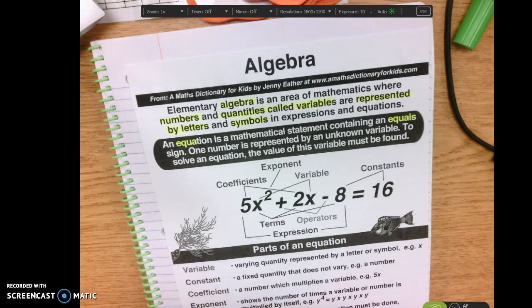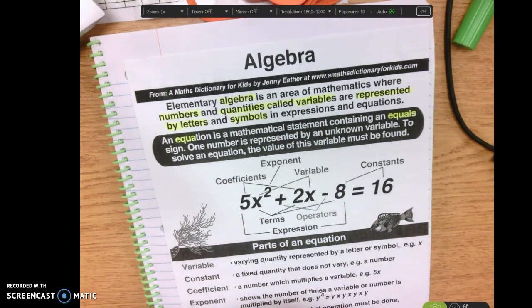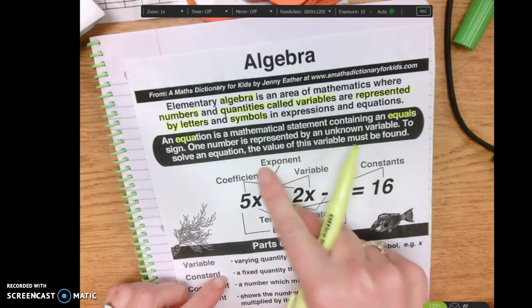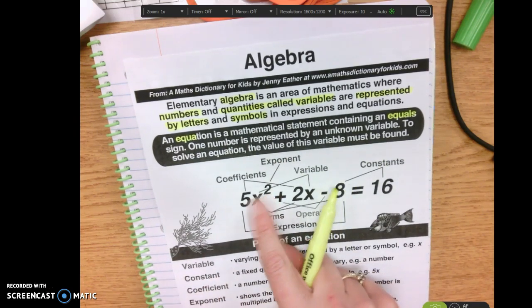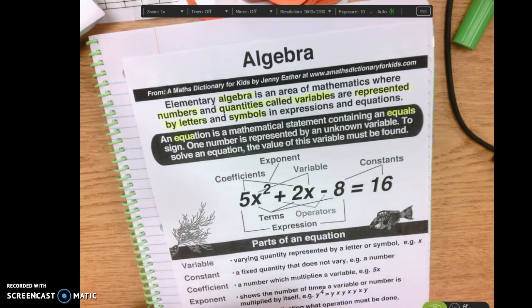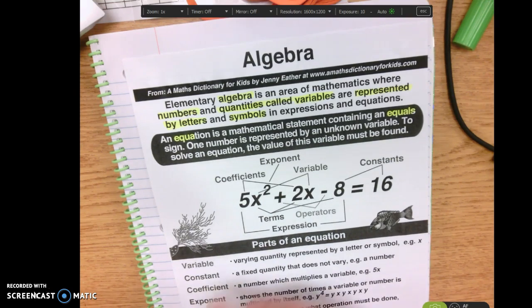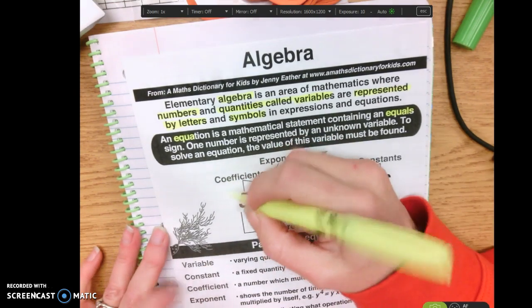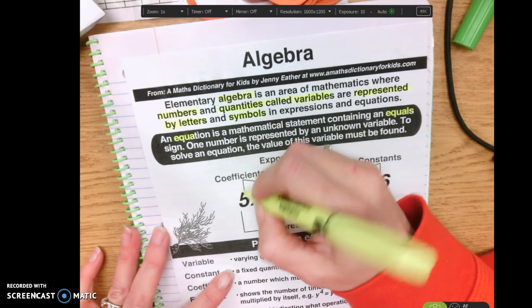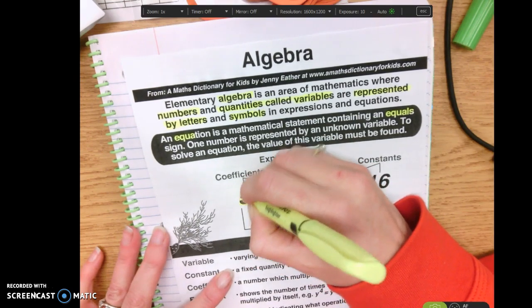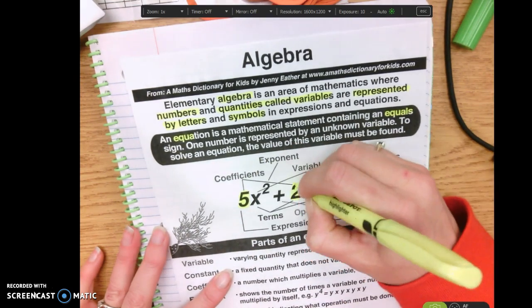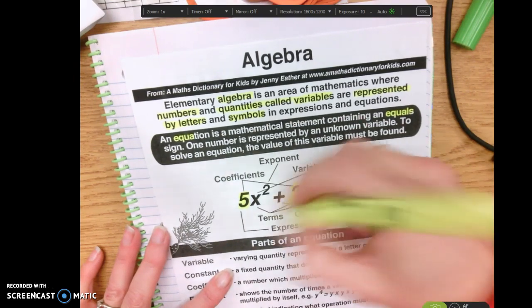So let's look at the parts of an algebraic equation. You should already know what an exponent is, so we are not going to highlight that today, but just a reminder, the exponent is the little number above a number or letter. We have what is called a coefficient, so let's go ahead and keep our yellow marker here. And 5 and 2 are coefficients.